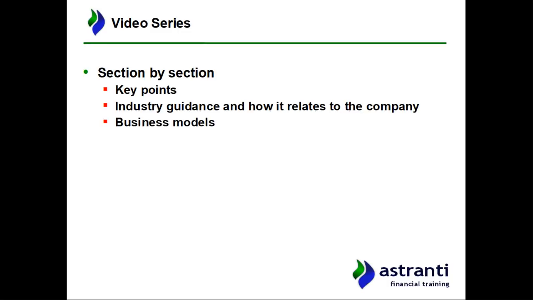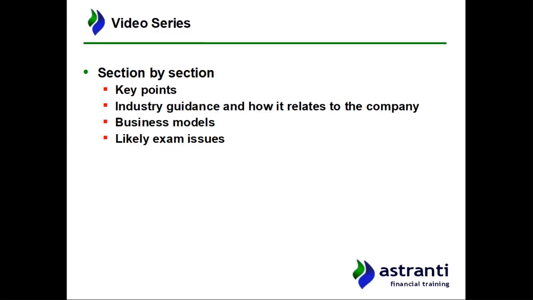Then there are relevant business models that come up. I've already mentioned SWOT and PESTLE. They're going to be useful in doing general analysis of the company, but there might be other models that we might bring in that are more relevant to specific exam questions.